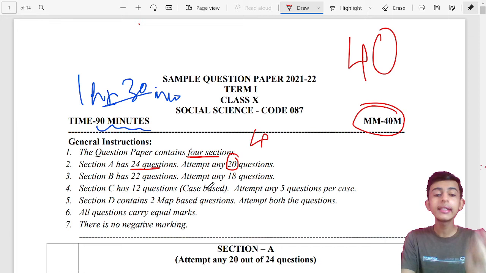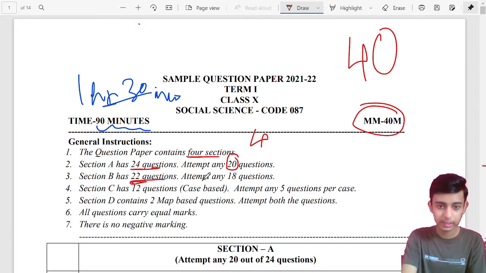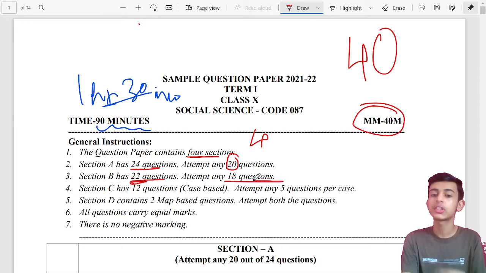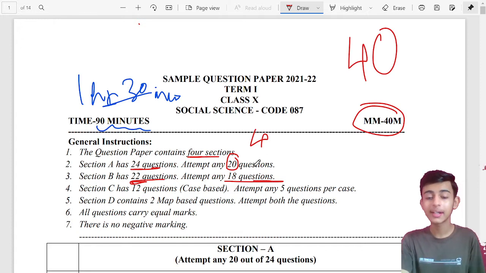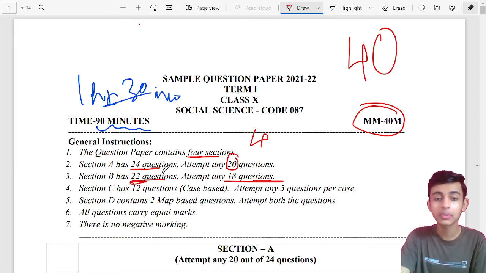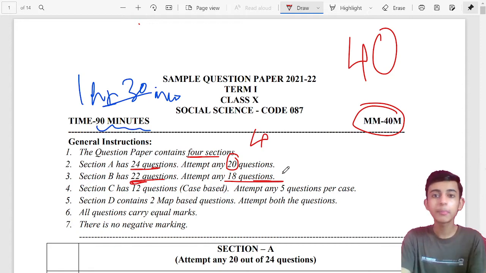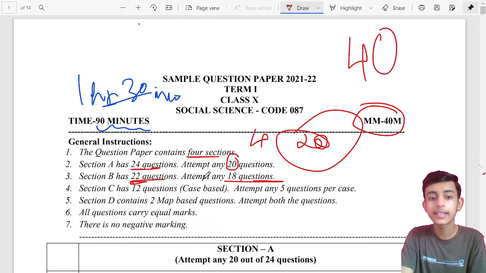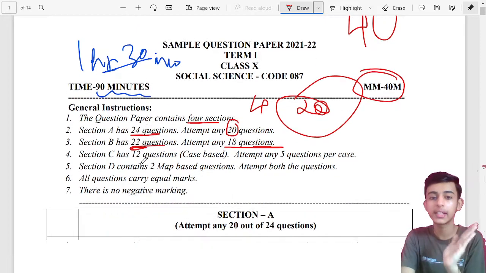Section B has 22 questions, of which you have to attempt only 18. So are you able to understand that you have to attempt so few questions? Isn't it great? You can easily score. Suppose you are not getting any one question out of these 24, you can leave it and still get the marks, because you have to do any 20. It's not necessary that you do all of them, or the first 20. Okay, don't do all, just do 20.